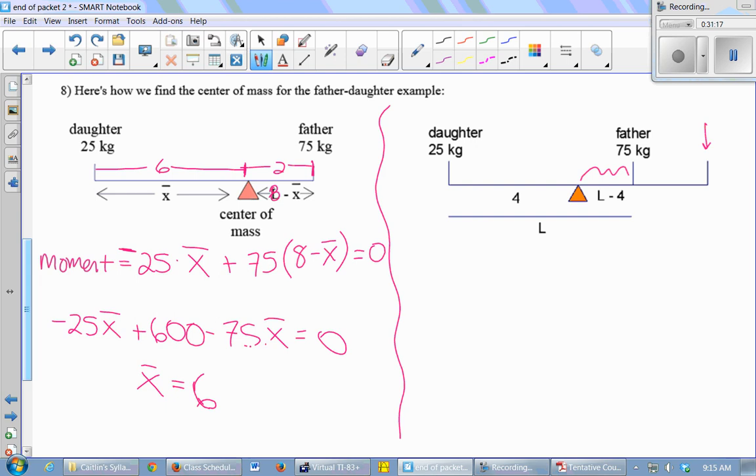So the daughter, her displacement from the pivot is -4, because if the whole thing has a length of 8 and the pivot's in the middle, she's 4 feet away. So the moment would be 25 mass times a displacement of -4.